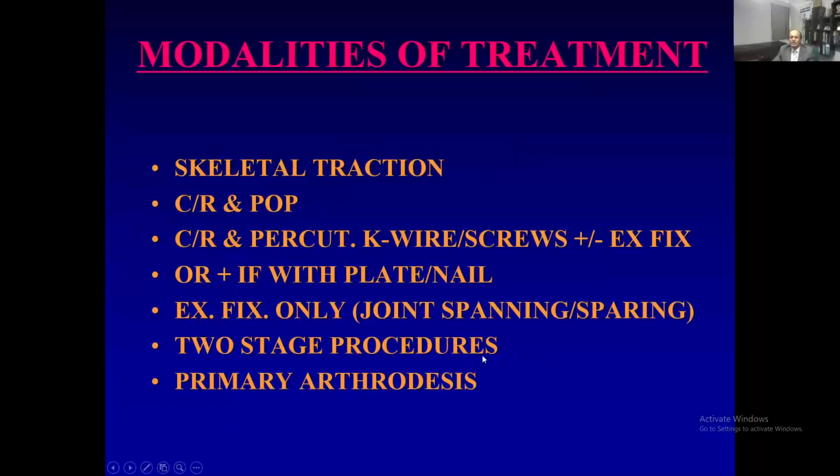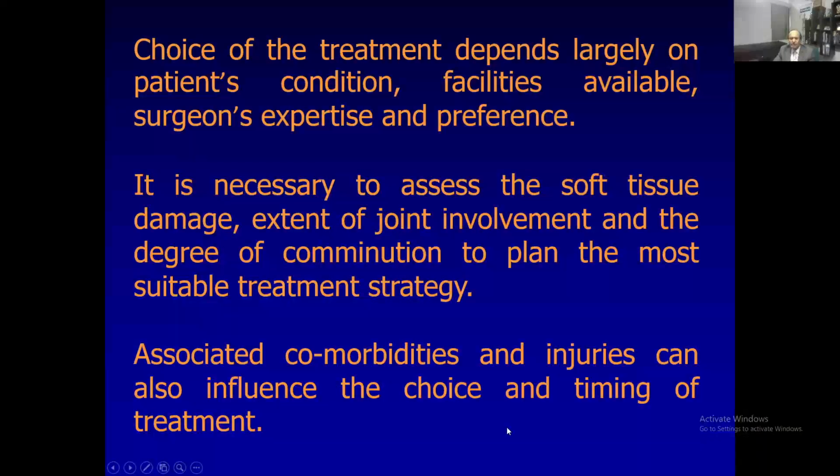A variety of conservative and surgical methods have been described, including skeletal traction and plaster, minimal internal fixation, percutaneous screws, open reduction and internal fixation with plate, which has been a popular method for quite some time. And then external fixation, a variety of external fixation, ankle spanning or joint sparing fixators. And then lately, two-stage procedures have been described, which have become quite popular and are in vogue these days. Rarely, primary arthrodesis may also be an option where there is a grossly destroyed joint which is beyond reconstruction.